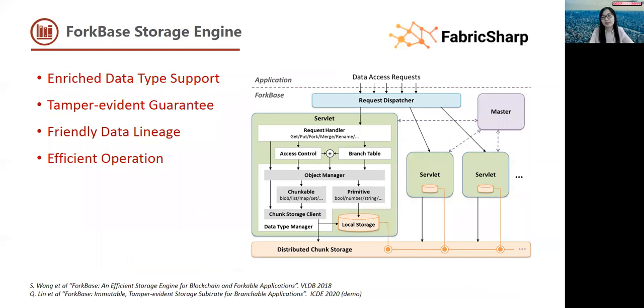And Forkbase is designed to support enriched data types and provide tamper evidence storage with efficient version management. We're still enhancing the system and extending it to provide efficient verification. As described in this diagram, a Forkbase cluster consists of four main components: the master, dispatcher, servlet, and chunk storage. And a servlet further contains three submodules for executing the request. And more detail about the systems and the results could be found in our VLDB 2018 paper.